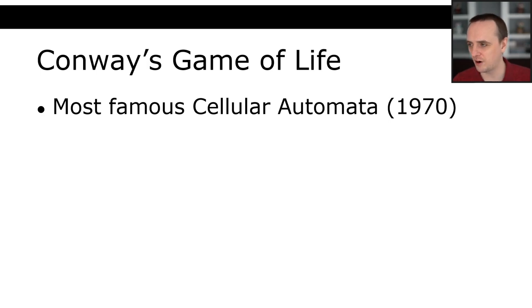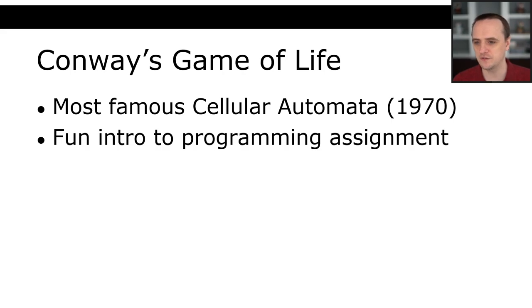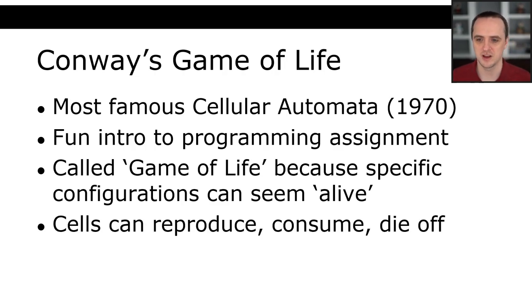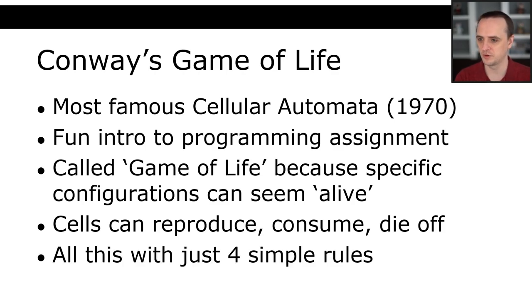This is by far the most famous cellular automata, and it was made back in the 70s. It's a really fun introduction to programming assignment. It's called the Game of Life because specific configurations and specific rules can actually appear to be alive, which is really crazy. I'll show you what I mean by this. These cells in the cellular automata can appear to be reproducing. They can consume other cells and they can die off. And all of this can happen with just 4 simple rules.